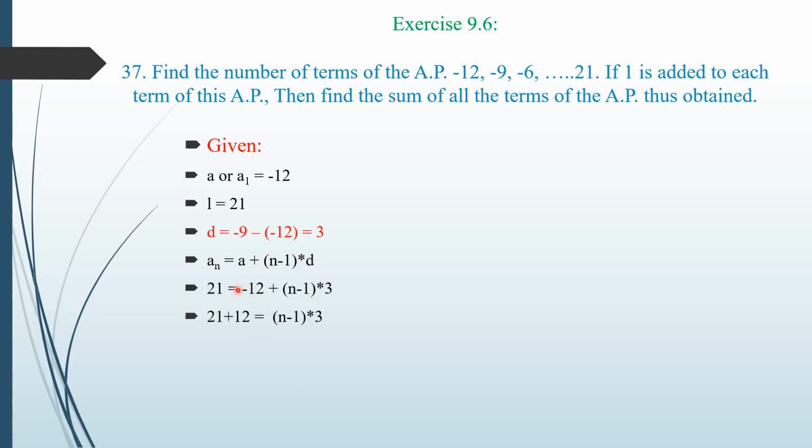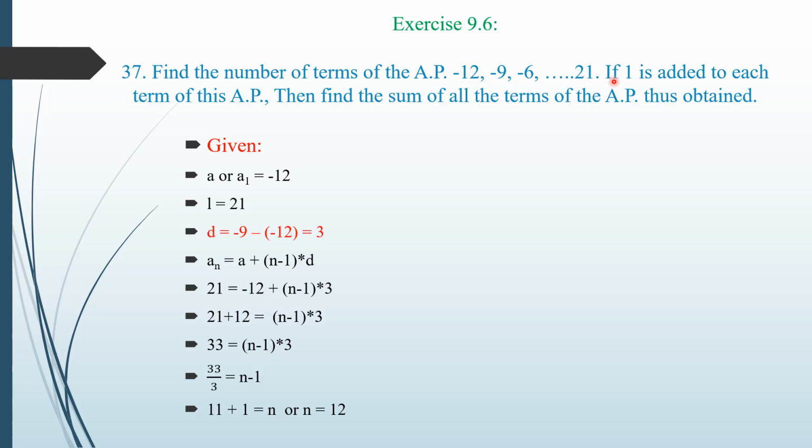When I solve this, when I take this minus 12 to the left hand side, that will be 21 plus 12, which is equal to n minus 1 into 3. 21 plus 12 will give me 33, which is equal to n minus 1 into 3. When I take this 3 in the denominator, 33 by 3 will give me 11, which is equal to n minus 1. When I take this minus 1 to the left hand side, it will be 11 plus 1, that is equal to n, or n equal to 12. Therefore, there are 12 terms in this AP.